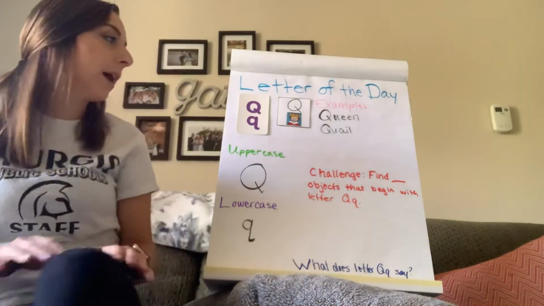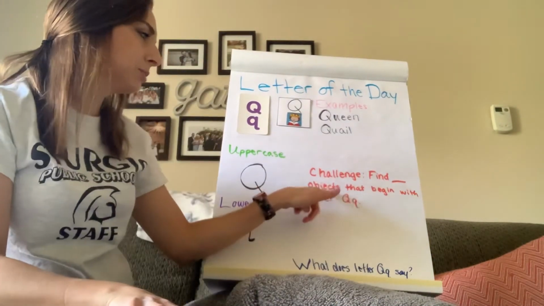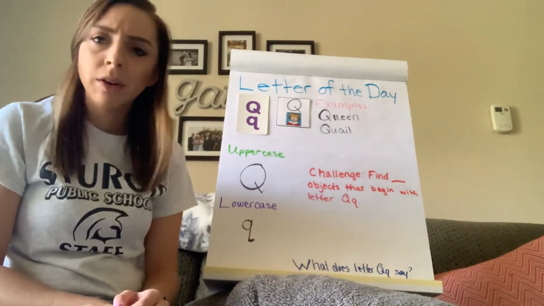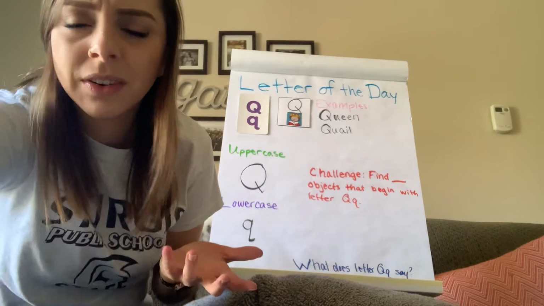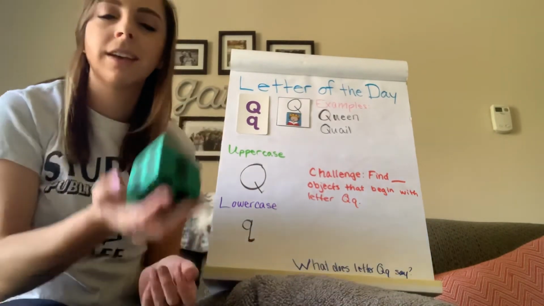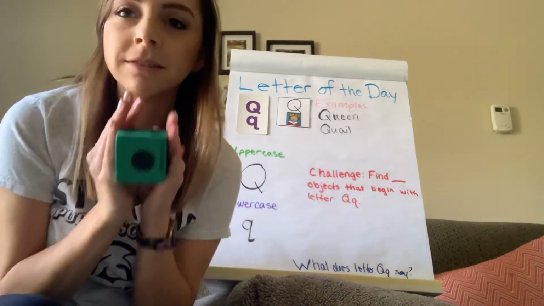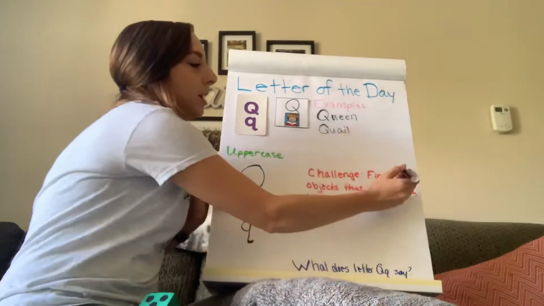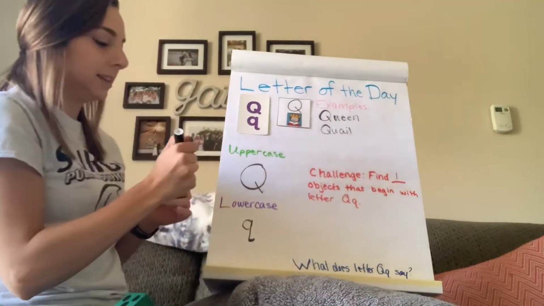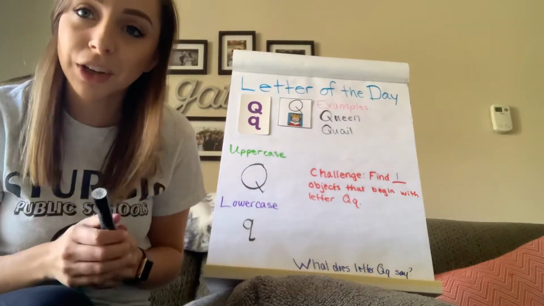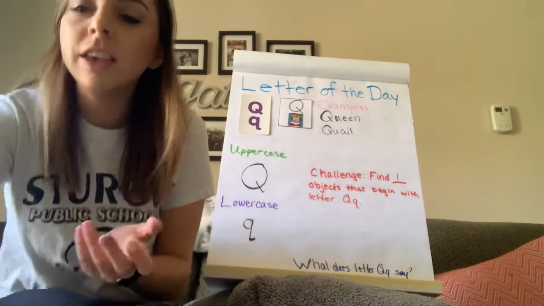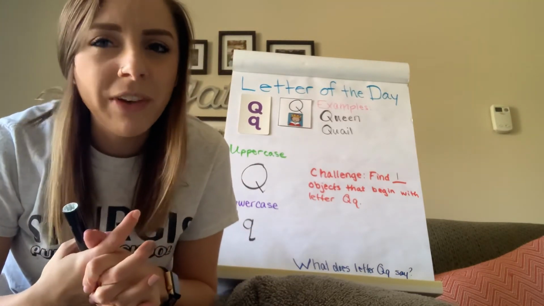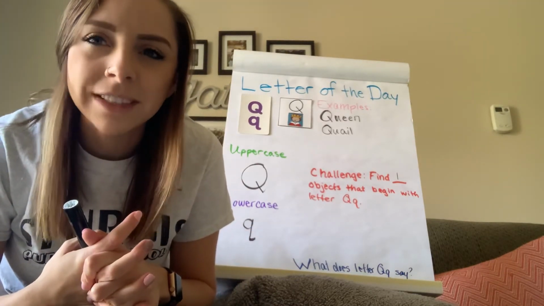Now, next we have to find objects that begin with letter Q. How many objects should we do? Let's try one. So we're going to find one object that has the letter Q in it or starts with letter Q. Now, you might need some help with this, and that's perfectly okay. Letter Q can be very tricky, but I know you guys can do it.